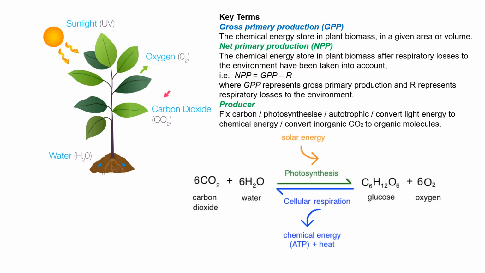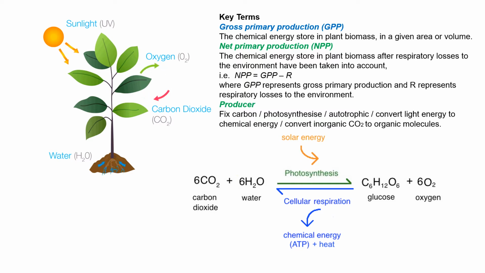The net primary production, or net primary productivity, then is the chemical energy store in plant biomass after respiratory losses to the environment have been taken into account. So what we mean by this is that of all the glucose that the plant produces, it's not all stored in the plant as biomass, because the plant has to use some of that glucose itself for respiration, for its own energy needs. So once the amount of glucose that's been used for respiration has been taken off the GPP, the gross primary productivity, that gives us the net primary productivity.